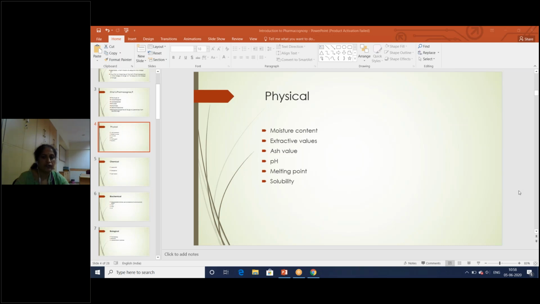So coming to the physical parameters, you can see the moisture content, extractive value, ash value, pH, melting point, solubility. Probably solubility, melting point, pH, all this you would have studied, though not ash value, extractive values, and moisture content. Moisture content is the amount of water present in the plants you are going to identify.